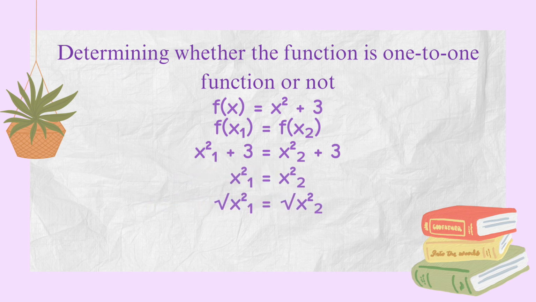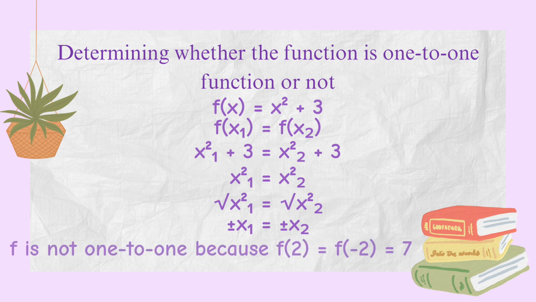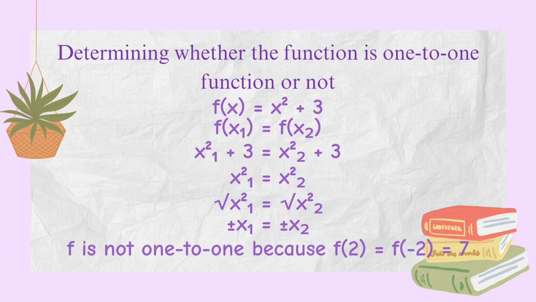Using the square root method para po matanggal natin yung squares sa x, gagamitan po natin ng square root method. So, dyan po nakikita natin na positive and negative x sub 1 equals positive and negative x sub 2. So, makikita natin dyan na may dalawang sign. So, dito pa lang, that will be not a one-to-one function.